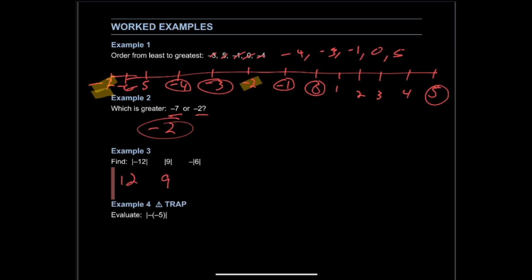So now we have 9. Negative absolute value of 6. Remember how we talked earlier that if the negative is outside the absolute value, that means the answer is going to be negative. So the absolute value of 6 is 6 units away from 0, and then we add the negative in front of it. So that's going to be -6.